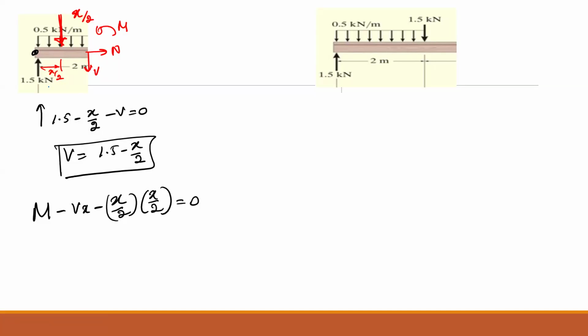So you have V times x, this one, and also you have x over 2 times x over 2. And also you have M in the counterclockwise direction. It is positive. So you can now write M as Vx plus x squared over 4. And V, you can write as 1.5 minus x over 2, times x, plus x squared over 4. So you can see you have a quadratic equation. So it is not a linear graph. It's a quadratic graph. It's a curve.